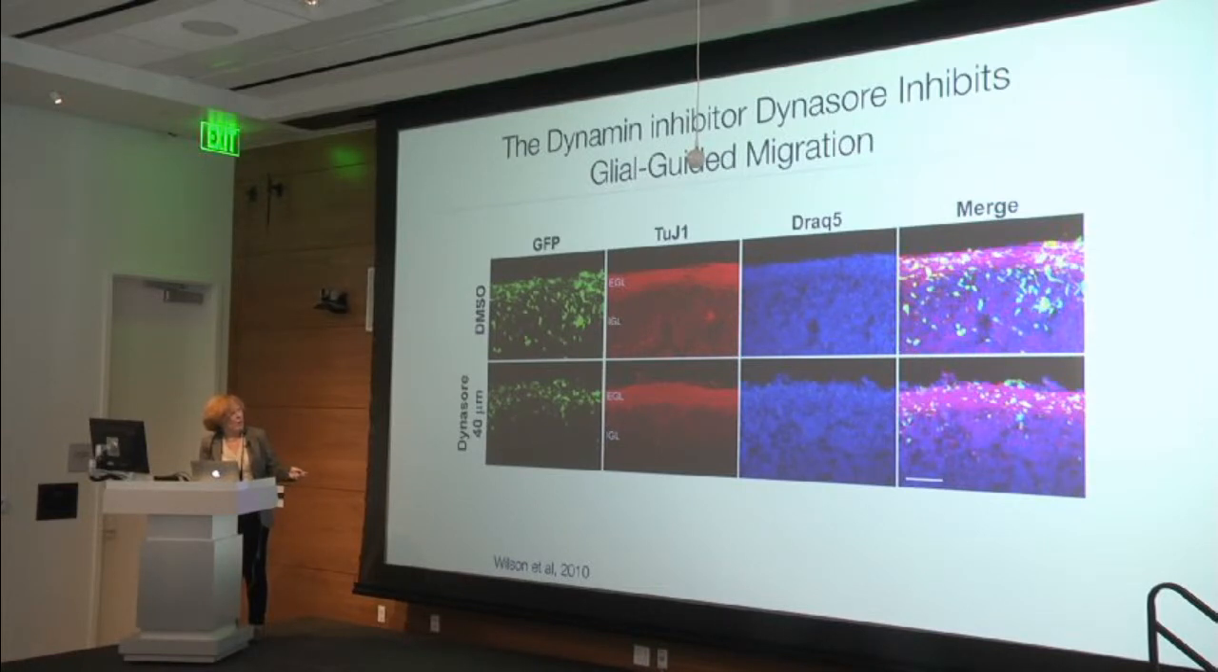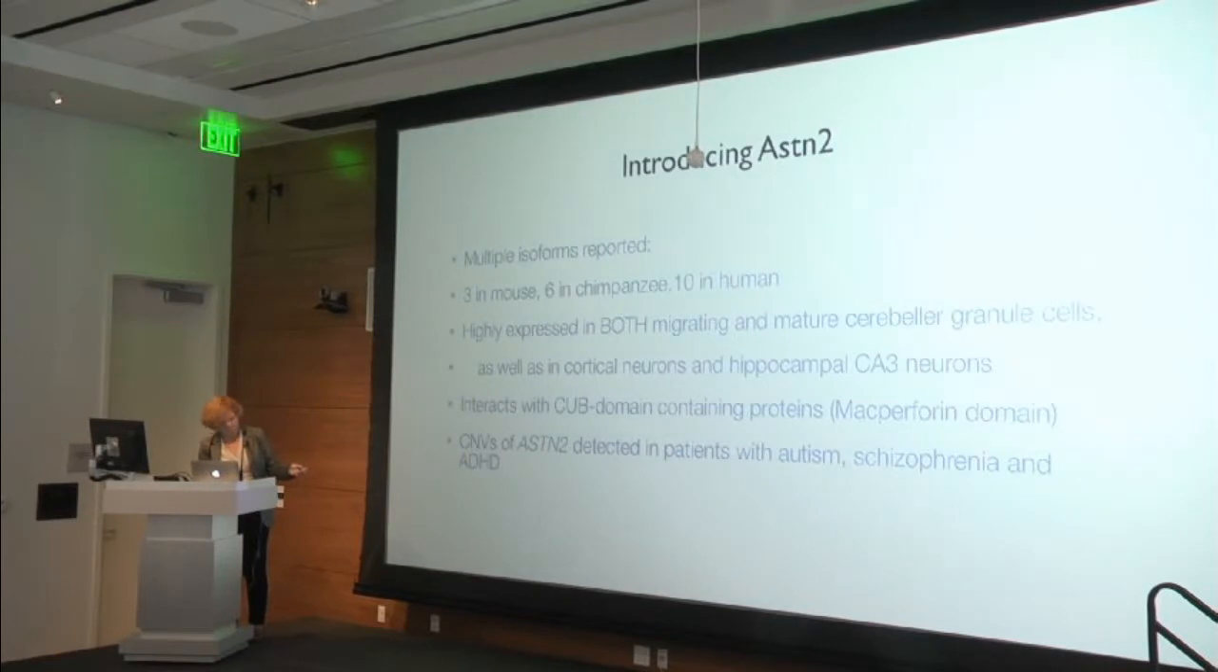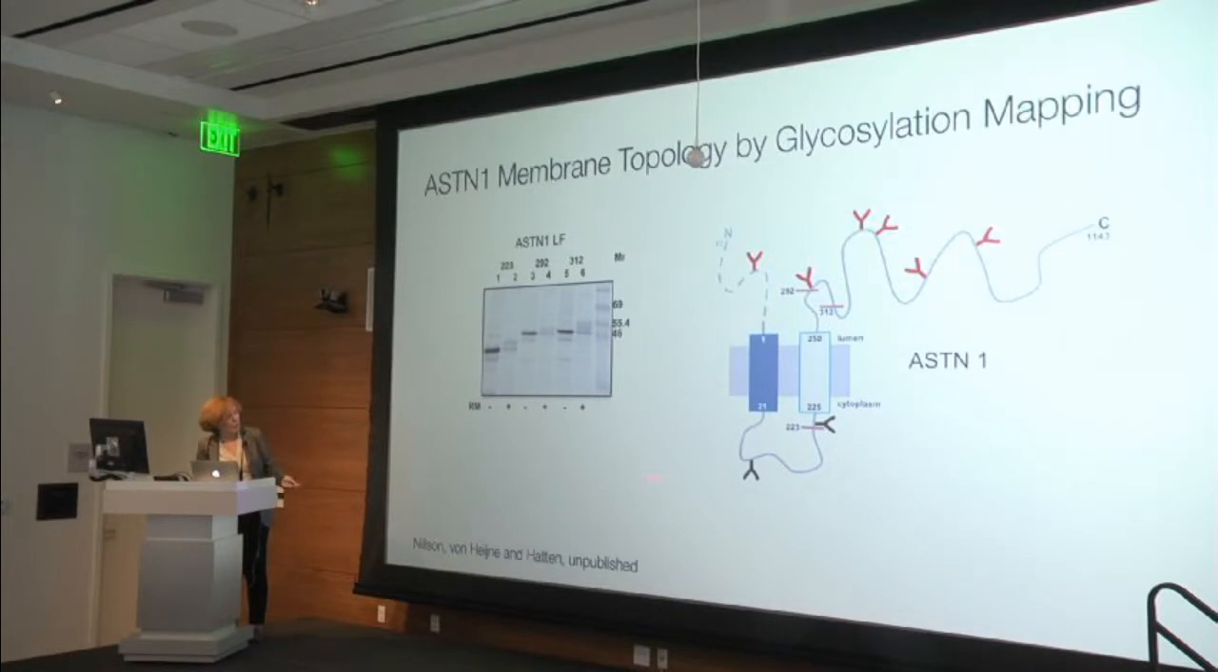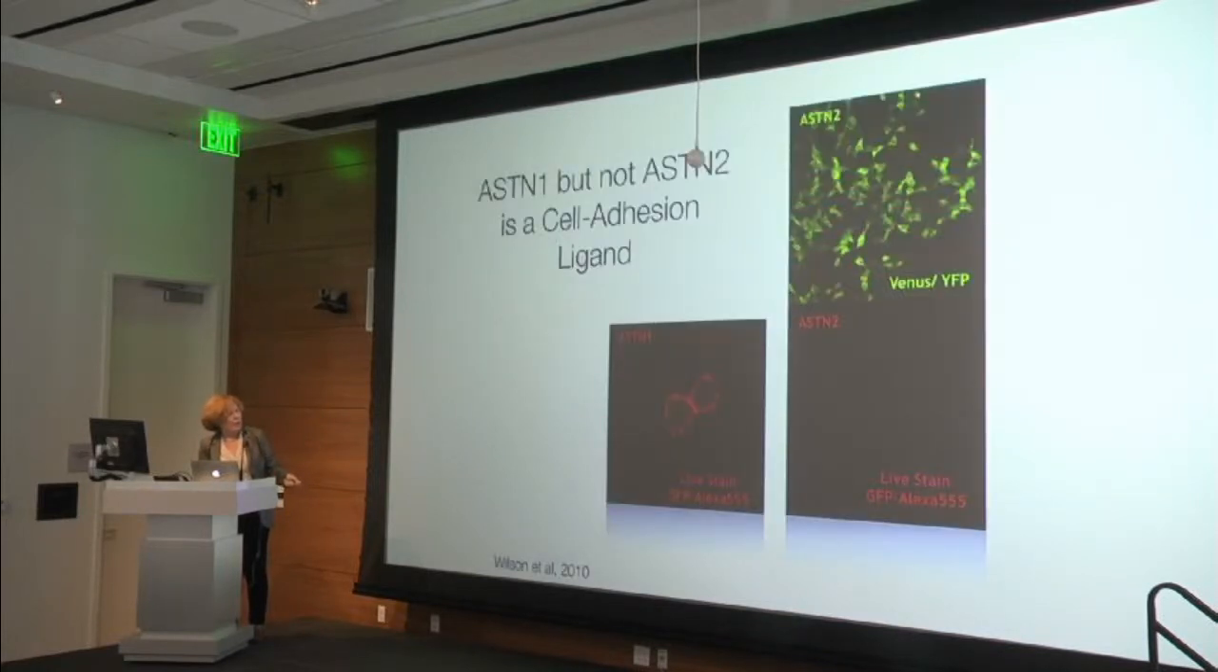So what's going on? Oh, there's astrotactin 2. Astrotactin 2 is a huge gene. Unlike astrotactin 1, which is only expressed during the migratory period, it's expressed in the adult brain. Moreover, it's in cortex and hippocampus, and I'll tell you more about that. Here's a comparison of the two. They look for all the world the same. We're doing structural biology with Gunnar von Heijne's wonderful group. It's a very strange protein. The N-terminus is outside. There's a completely useless cytoplasmic domain that doesn't interact with anything as far as we can tell. And then the C-terminus comes back outside again.